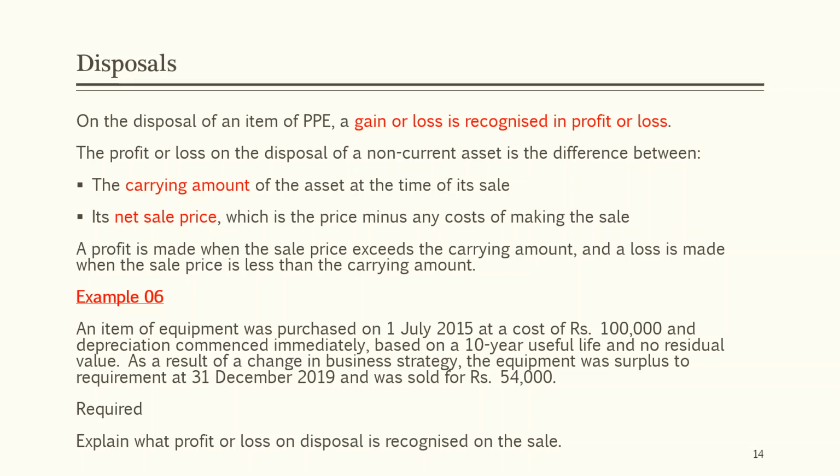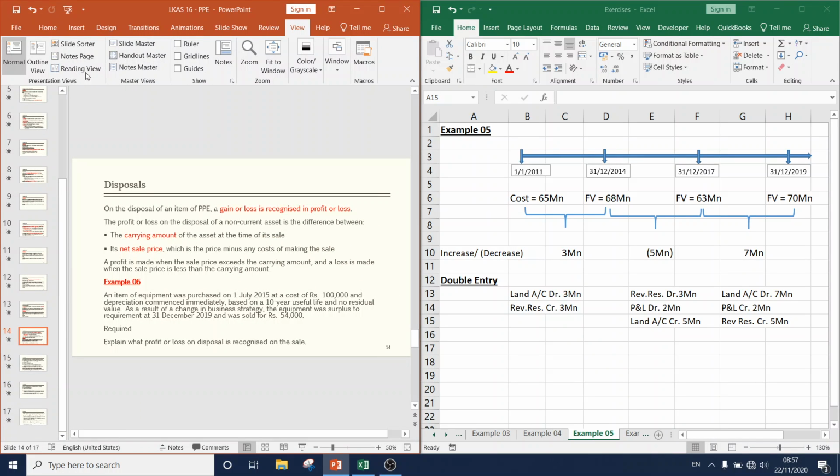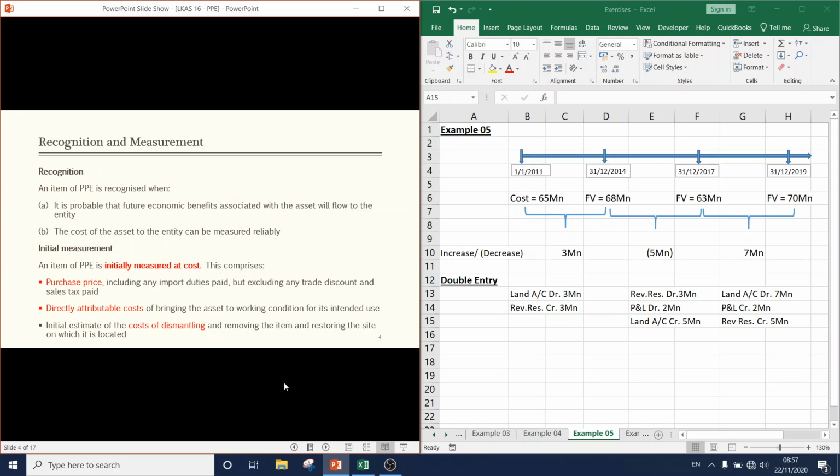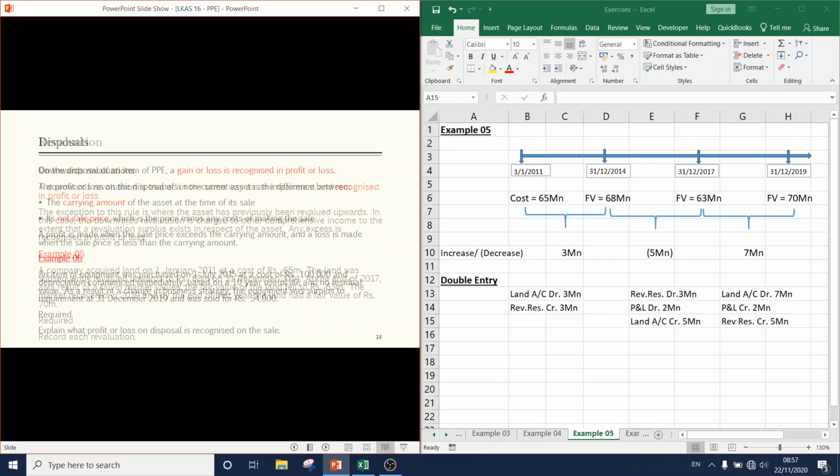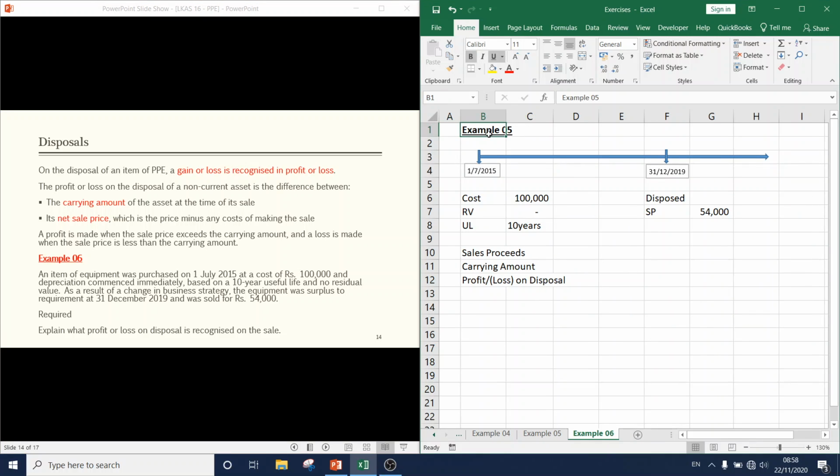Example number 6, it is on disposal. What it says: an item of equipment was purchased on 1st of July 2015 at a cost of 100,000, and depreciation commenced immediately. The purchase date and the date of commencing depreciation can be different in certain cases. Based on a 10-year useful life and no residual value, residual value should be nil.